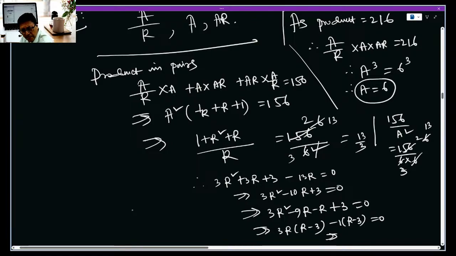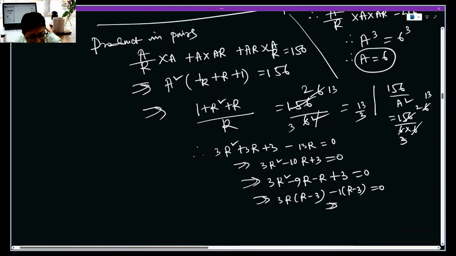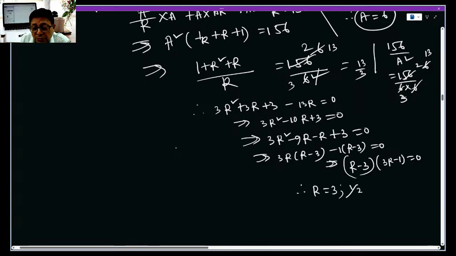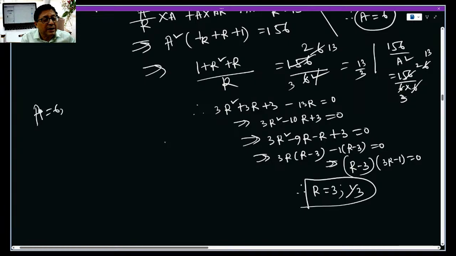I have used my experience of teaching this GP, and I am taking those kind of sums which, when you start solving GP sums from your book, will help you. You practice these sums with me here so that you can realize the mistake and then do again. Clear? So r I got 3 and 1/3. A I got earlier, A is 6. R is 3, one option. The other option is A is 6 and r equal to 1/3. Clear?